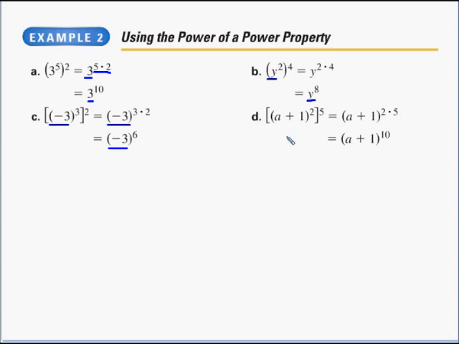Letter D is slightly different. We actually have an equation, a plus 1 squared, and that's going to be our base. Notice a plus 1, and it's squared, and then to the 5th. Those are our exponents, and we're going to multiply them. Keep the base a plus 1 to the 10th.